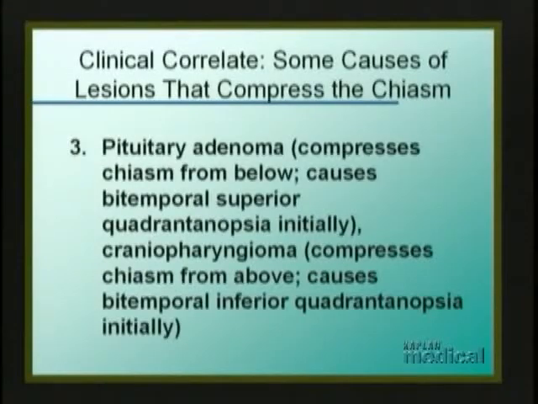But recognize, again, because of the reversal and inversion of the visual images, the visual fields that are affected are the inferior temporal quadrants. So a patient with a craniopharyngioma that compresses the chiasm from above will initially have a bitemporal inferior quadrantanopsia. Note also that a large aneurysm at the juncture between an anterior cerebral and an anterior communicating artery may also initially cause a bitemporal inferior quadrantanopsia because of compression of the optic chiasm from above.